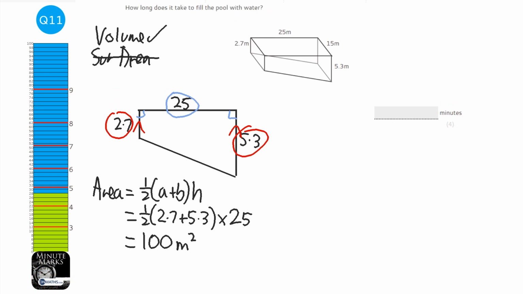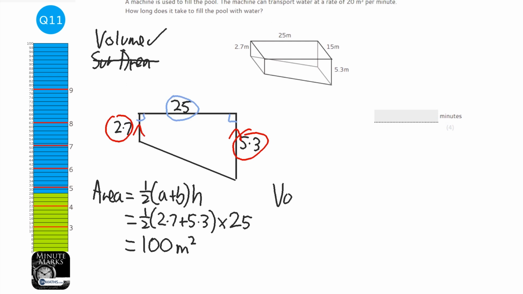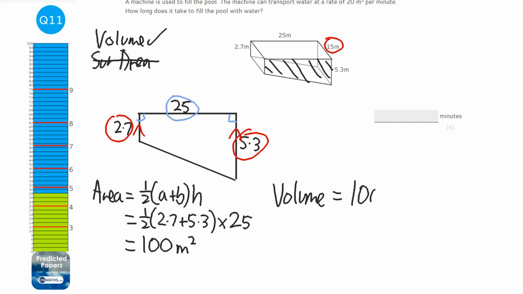Now for a prism, so volume, all you need to do is work out the area of the cross section, which is this bit here, the bit we just worked out, and then times it by how 3D it is. I think they call that the length officially, 15 meters. So the volume is going to be 100 meters squared times 15, which is going to be 1,500 meters cubed.